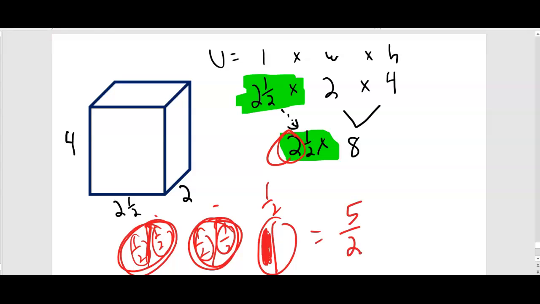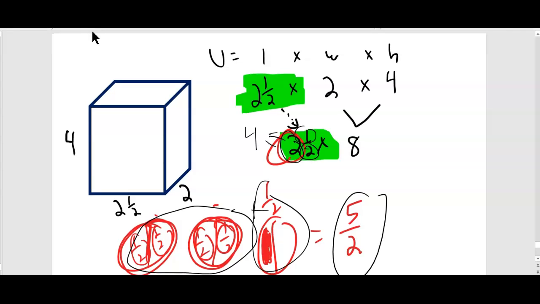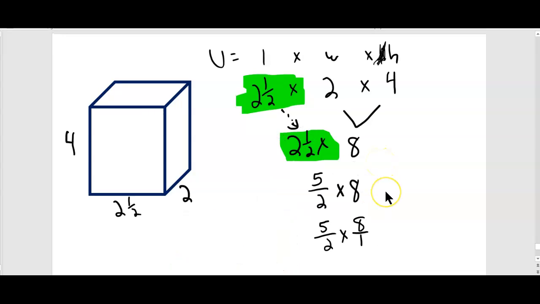So the little algorithm, I guess, if you will, is 2 times 2, which is 4. That's where this 4 comes from. And then plus the 1 half gives us 5 halves. Okay, so this is 5 halves. This is going to turn into 5 halves times 8. If I put 5 halves, I put the 8 over 1.